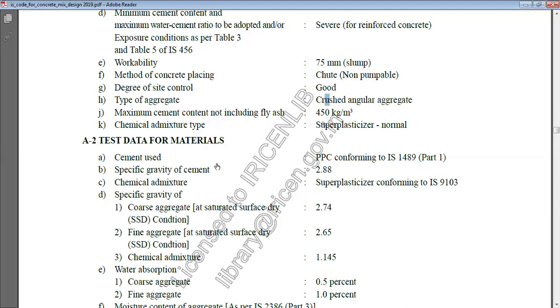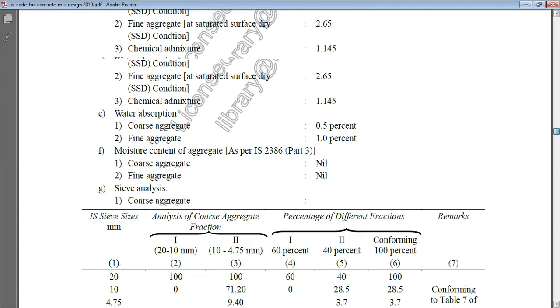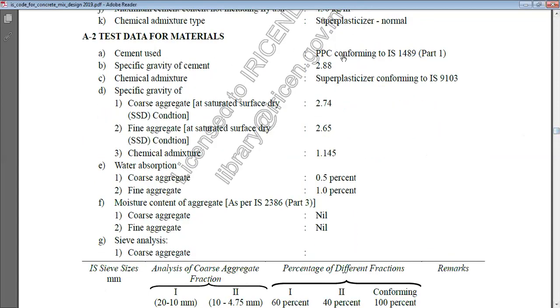Okay. Next, the material data they have given. Here it is, cement, that is PPC. Its specific gravity is given. Similarly, superplasticizers. Next, coarse aggregate, its specific gravity, and fine aggregate, its specific gravity. Very important, it is given as SSD. SSD represents a saturated surface dry condition. It is completely saturated, but the surface is dry.